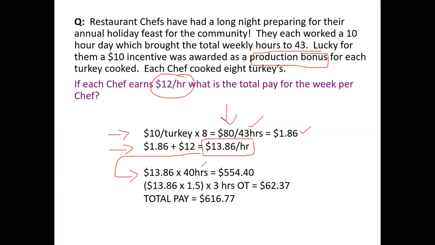$13.86 times 40 straight hours is $554.40. $13.86 times 1.5, because that's the incentive of working over 40 hours, and multiplied by the 3 overtime hours. The overtime value is $62.37. You add the 2 together, and you arrive at $616.77.